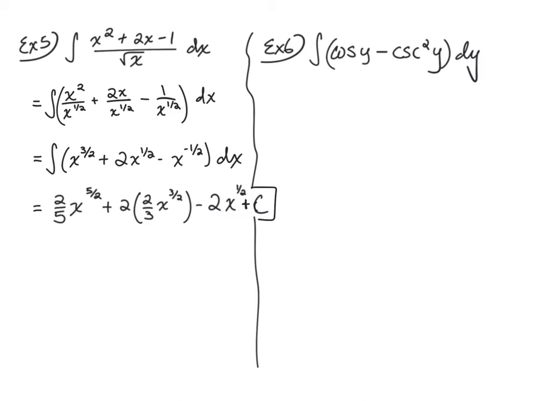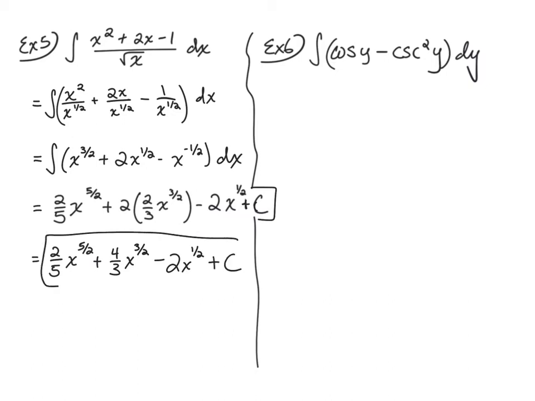Now all we have to do is simplify any numbers that we have left over. Luckily, the first term just stays 2/5 x to the 5/2. This one, though, the second term, we can multiply 2 times 2 and get 4 over 3 x to the 3/2. So 4 over 3 x to the 3/2 minus 2x to the 1/2 plus c. All right, and there's no reason to try to combine these back into one term like we started with. This was just one term. Having these separated out like this is totally fine.